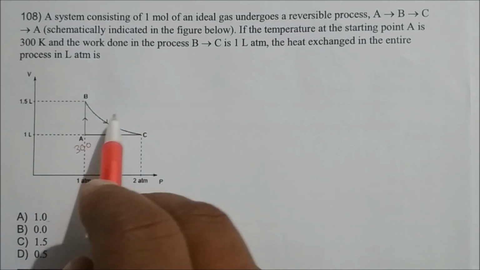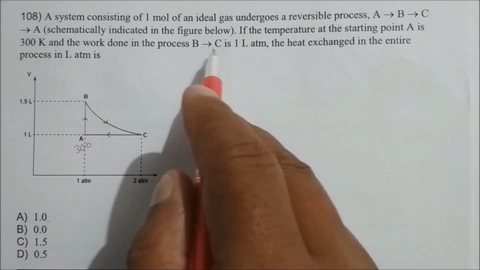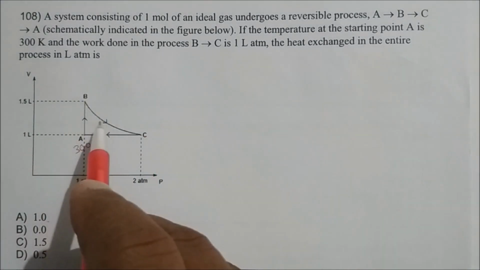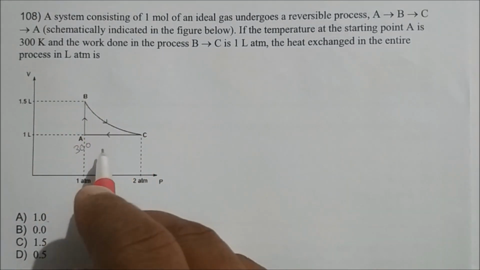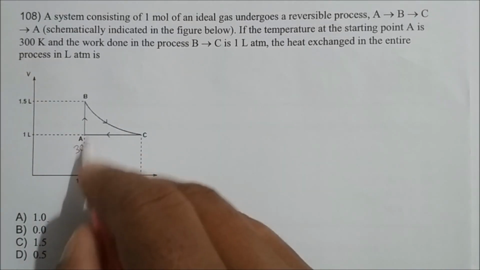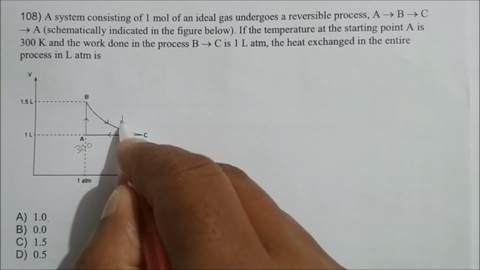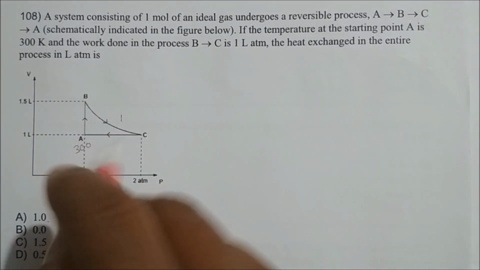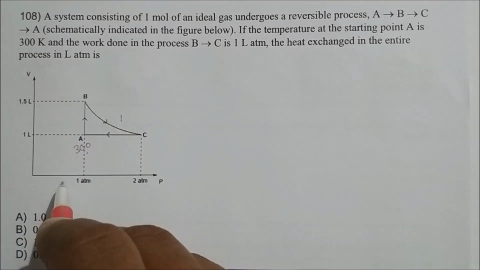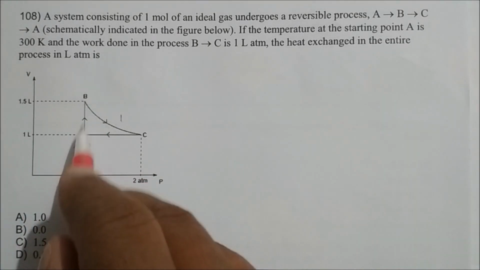B to C they have given as 1 liter atmosphere. The work done for B to C is already given here. The heat exchange in the entire process we have to calculate. So we have to find the work done for each process: A to B, then B to C is given, and C to A we have to find. But with 300 Kelvin, we have to find the temperature because in this case volume is changing.